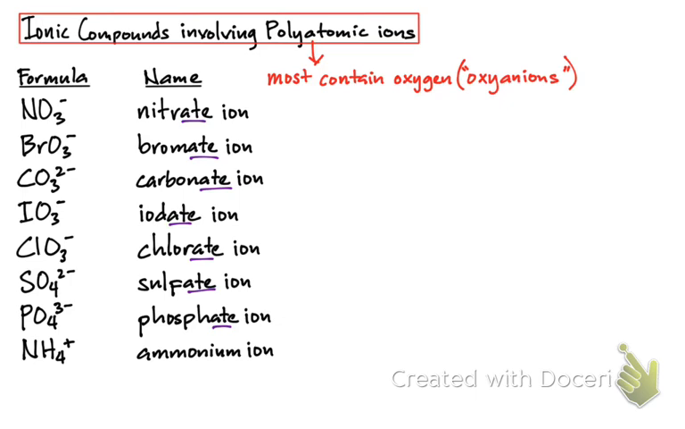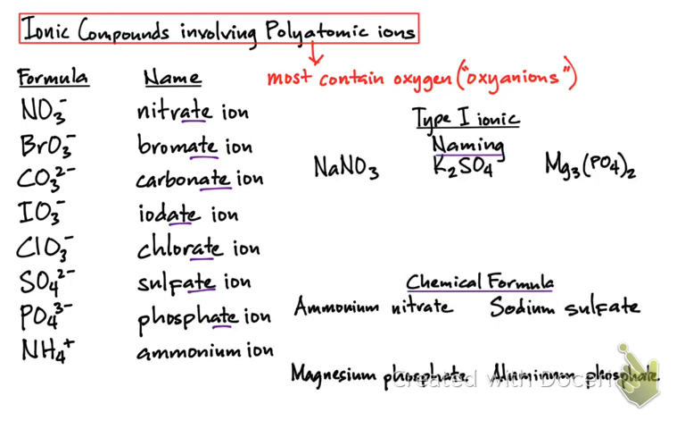Notice that the names of these polyatomic ions end in ATE. The reason why is that once we look at the other polyatomic ions that have one less oxygen, the suffix will change from ATE to ITE. But we'll go over that later on in this video. All right, so let's look at naming type 1 ionic compounds first, as well as coming up with chemical formulas, and then we'll take a look at type 2 ionic compounds involving polyatomic ions.